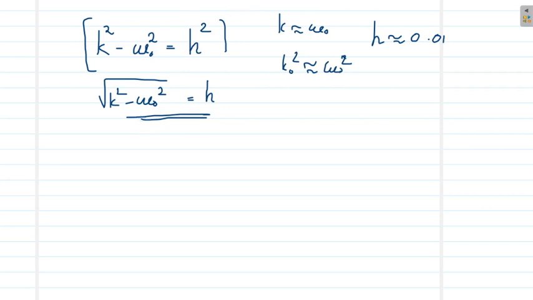Now what will be the solution of x? If you make this assumption, x will be equal to e raised to minus kt into a1 e raised to ht plus a2 e raised to minus ht.